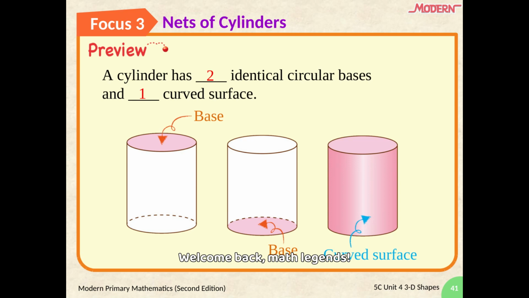Welcome back, math legends. Today, we're meeting the curvy cousin of the 3D family, the cylinder. Look at these shapes. Notice something different? No sharp corners. A cylinder has 2 identical circular bases and 1 curved surface. It's like a soup can, a rolling pin, or a giant battery. But how does something so round turn into a flat net? That's the secret we're about to uncover.